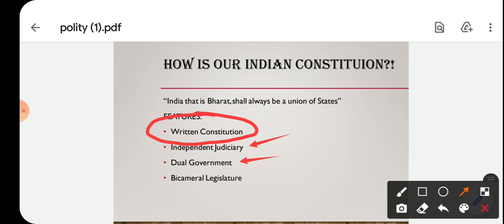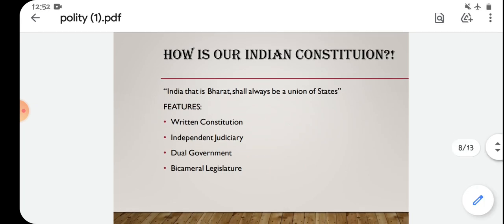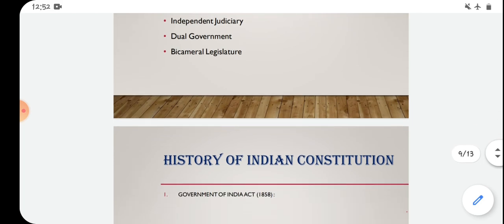Okay, and India also follows a bicameral legislature. States like Maharashtra and Karnataka follow a bicameral legislature. Bicameral legislature means that those states have both a state legislative assembly and a state legislative council. Okay, these are some features of the Indian Constitution. We have an independent judiciary, ours is a written constitution, and we have a bicameral legislature, as well as dual governance. Okay, this is all about the Indian Constitution.